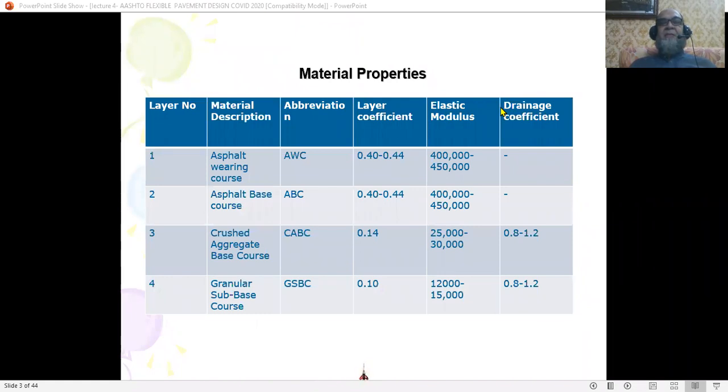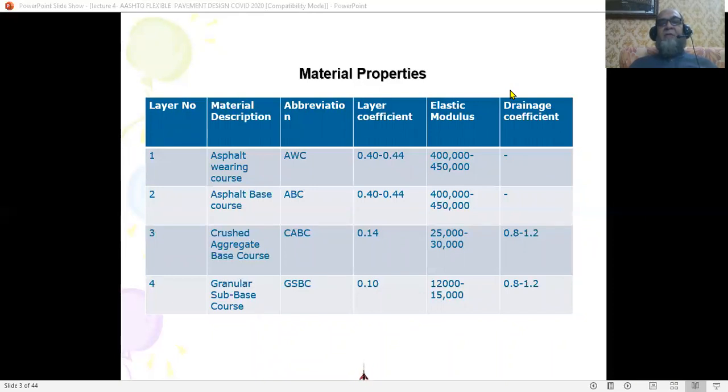In the first lecture, I discussed that there are 4 layers of asphalt pavement: asphalt wearing course, asphaltic base course, crushed aggregate base course, and granular subbase course. Normally we abbreviate them as A for asphalt, W for wearing, C for course, A for asphalt, B for base, C for course, crushed aggregate base course, and granular subbase course. Remember, each layer of asphalt is termed a course.